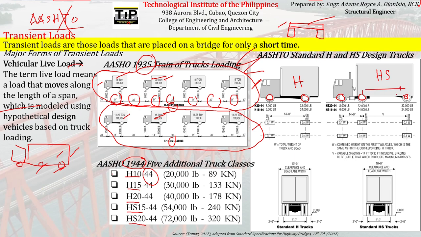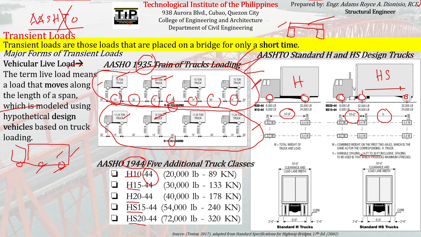Parang tandem yung axle niya. Or ano ba tawag dyan? I don't know if tandem yung tawag dyan, or hindi pa tandem yata. Although ganyan yung itsura ng HS tsaka ng H. So ganun ulit, merong particular dimension yung H tsaka HS. Ito 14 feet for H. Tapos sa HS, ito 14 feet daw yung distance between the front tsaka yung susunod na axle. Tapos yung distance between this tsaka this varies, actually. It varies from a length of 14 feet to 30 feet. So itong distance na to tsaka dito, it varies from 14 feet to 30 feet.